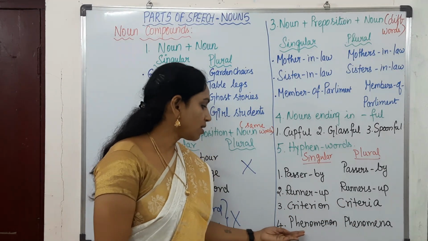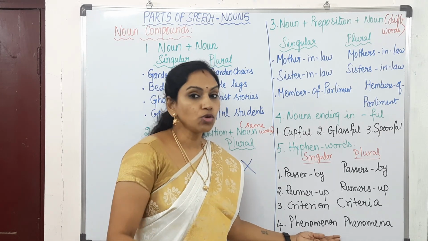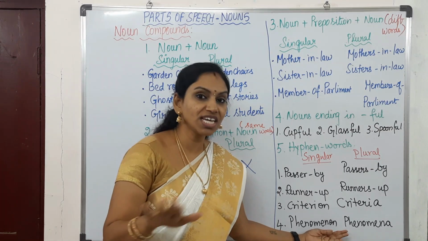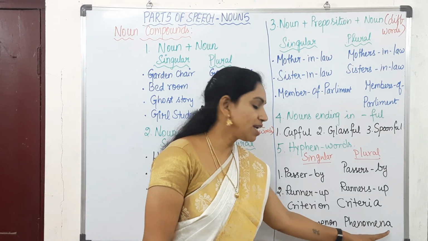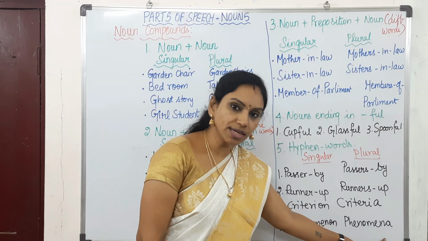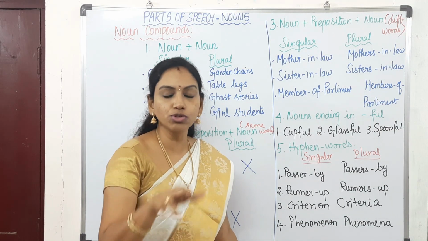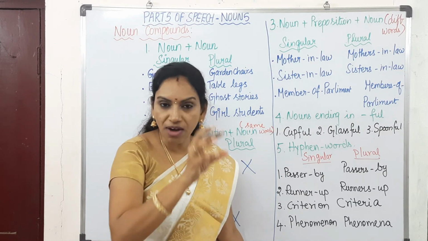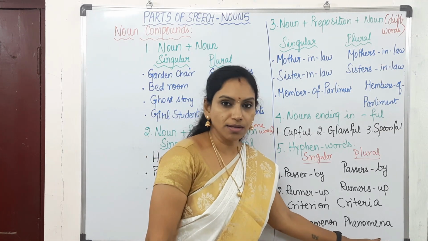Next, phenomenon. You cannot have phenomenons. That is wrong. You cannot have S. You will have phenomena. As you have criteria, you have phenomena here. Phenomenons also they will give you just to confuse you. That's wrong. Don't write phenomenons. You have to correct that word and write it as phenomena.